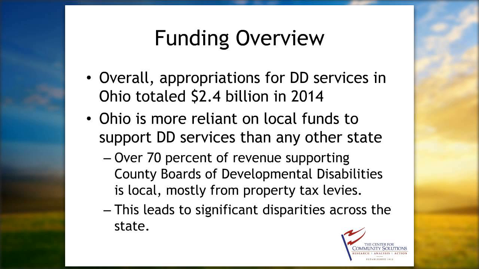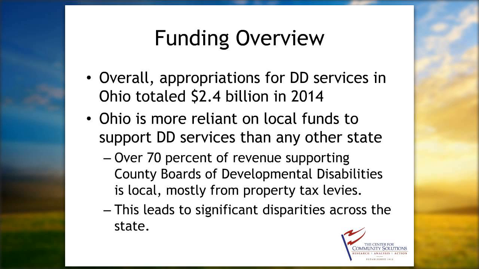Overall, Ohio relies more on local funds to support DD services than any other state. About 70% of the revenue that supports local boards is local, mostly from property tax levies. The remaining 30% comes from federal and state sources. This is important in that it creates a dynamic which has implications for service.